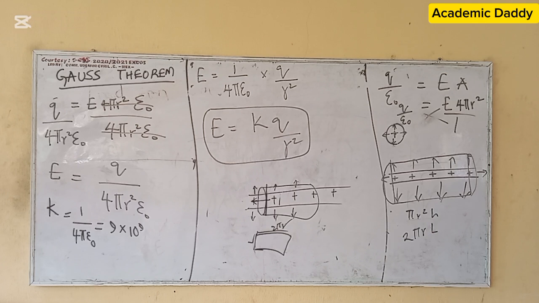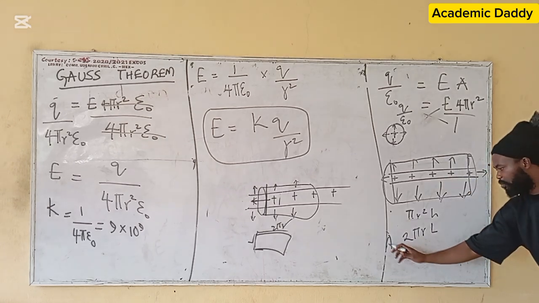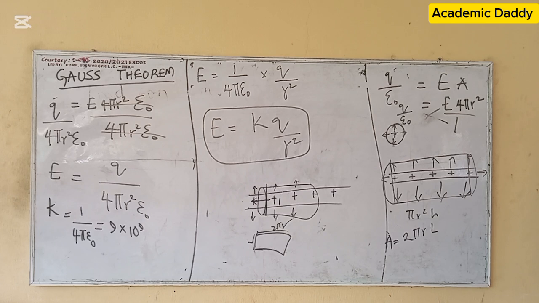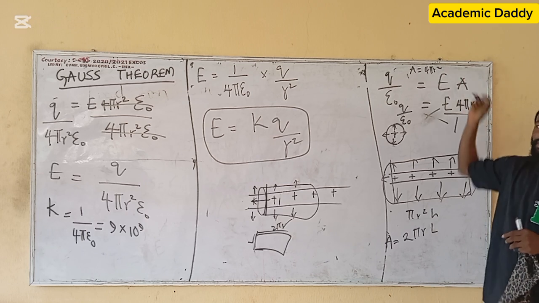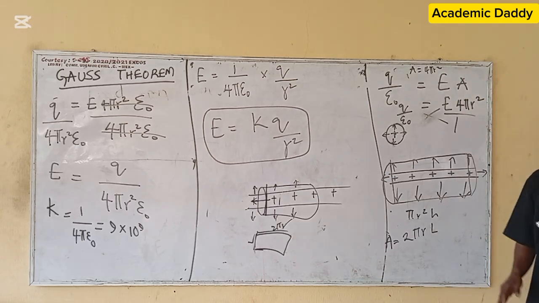Hope you are taking note of this. Very important. That is just what I need. So when it has to do with point charges, the area I'm using is simply equal to 2 pi r L. That's what I want you to note. Notice that when it's a point charge, the area I use is 4 pi r squared. Do you remember? That's what I'm trying to do here.